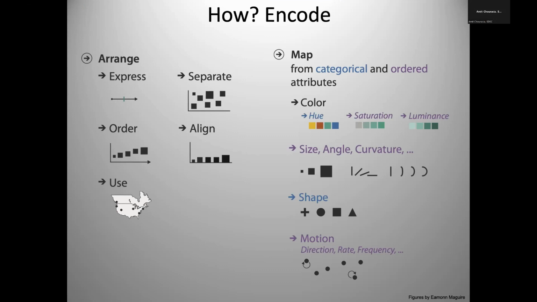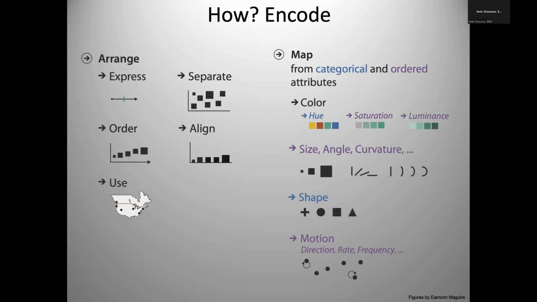So we have different methods available to encode the information. We can either arrange something or we can map something. If we are going to arrange something, then we have a few ways to do that. We can just express a value of something and simply plot it. We can separate out something by plotting it along a 2D grid, for example. We can order things based on some properties, or we can align things to an axis. If we have something like a geometry that is given to us, we can simply use it. Sometimes we can't really change the shape of a map because that's what is given to us. We don't have the liberty to change a map because that will change the fundamental nature of it. Then we can map our attributes, whether they are categorical or ordered, ordinal attributes.